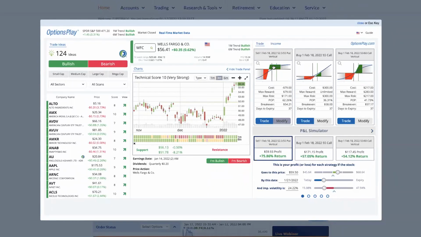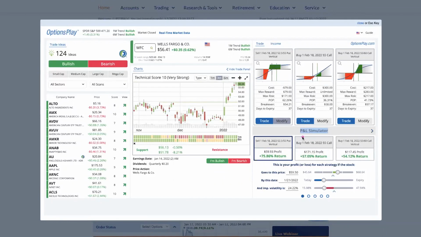It doesn't matter which strategies you use. You can construct any strategy that you would like, and you can use the P&L simulator, and it will show you exactly how much potential profit you have and what the returns on that profit would look like, so that you can make an informed decision as to which strategy is best suited for you.